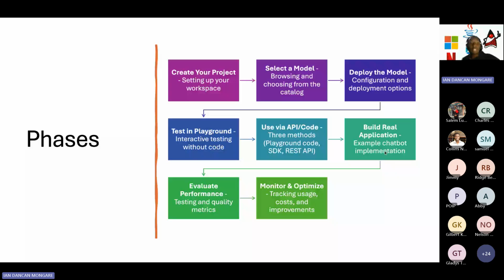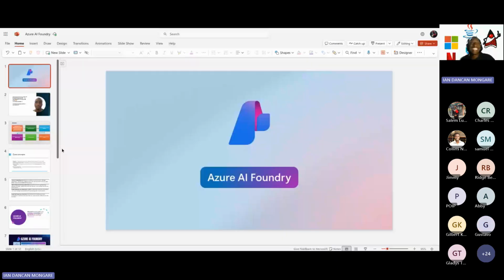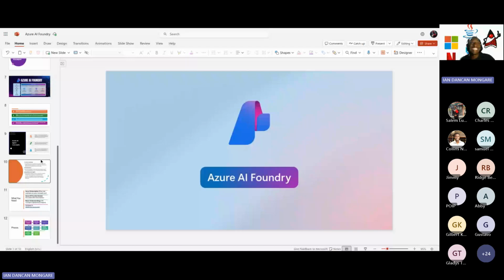And then afterwards, evaluate the performance, test, and also look at quality metrics. But this would come afterwards, though it's good for you to understand before you even get there. And then lastly, last but not least, though I feel like there are others that could also be incorporated, what we have is monitoring and optimization. So you're tracking usage, costs, and seeing how you could improve your models. And with that, I've finished phase 1 of the presentation. Any question up to that point?